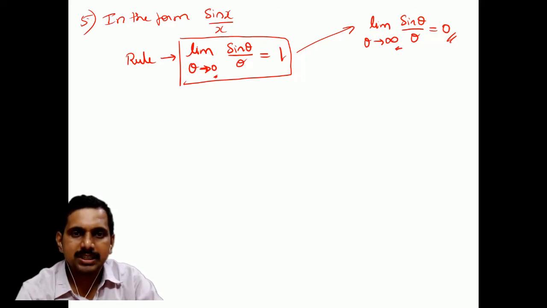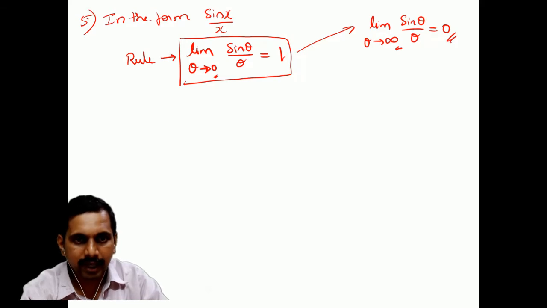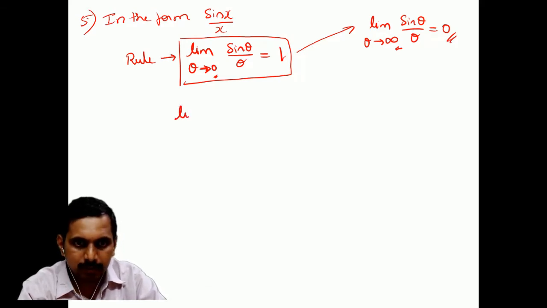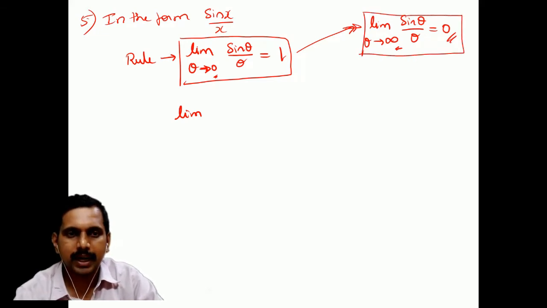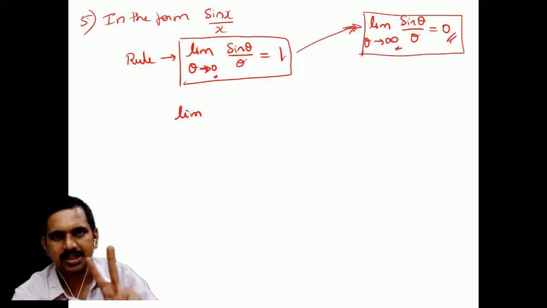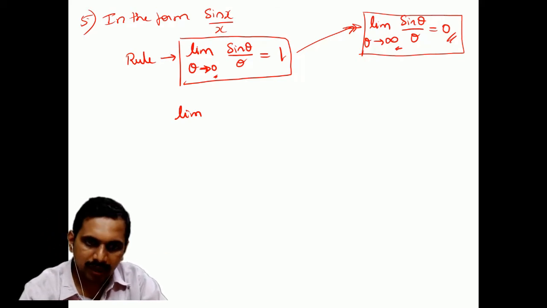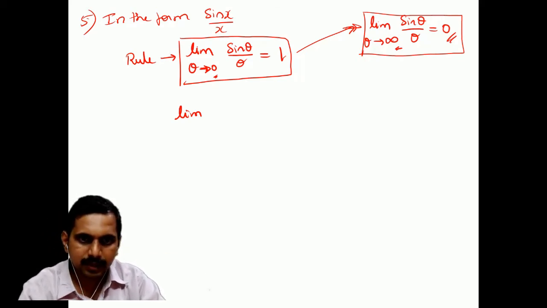So if it is sine x by x, then we can write this like this. Limit, this is also another rule, you can take down this rule also. Both the rules we have to take together: either limit theta tending to 0 sine theta by theta is equal to 1, or limit theta tending to infinity sine theta by theta is equal to 0. Both the things have to be understood. Okay, so if this kind of thing comes, then what happens?